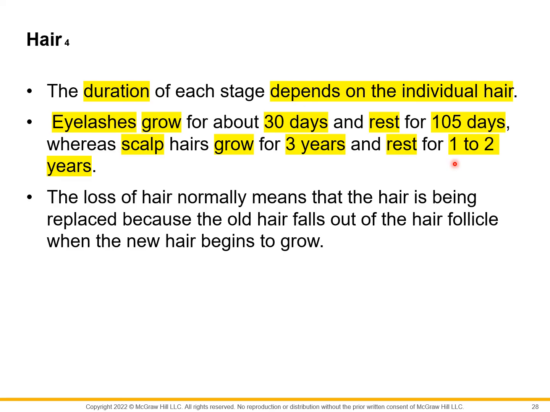Okay, so I hope you were able to understand that explanation. All right, again, we don't totally lose all of our hair at the same time kapag nag-resting stage sila dahil hindi sila magkakaparehas or magkakasabay ng growth and resting stage. Pero ayun nga po, for now, just remember, eyelashes, ang growth stage nila ay 30 days, resting for 105 days. Ang scalp hairs, ang growth stage nila ay 3 years, resting for about 1 to 2 years. But again, it doesn't happen at the same time.